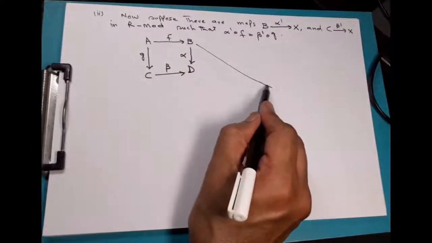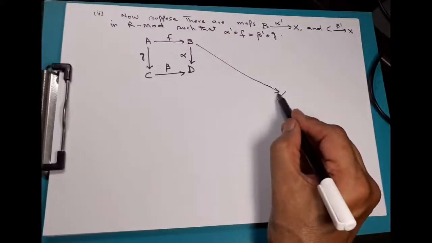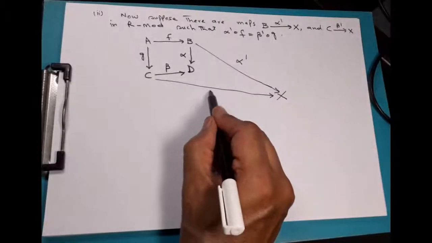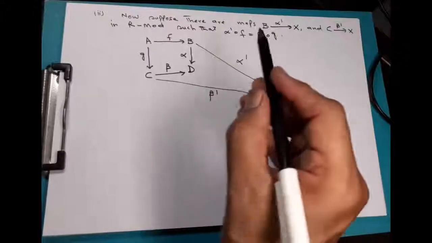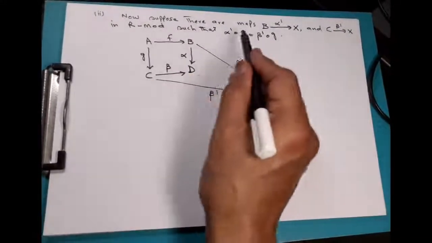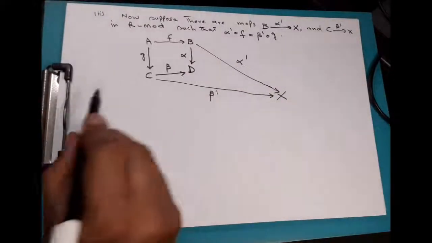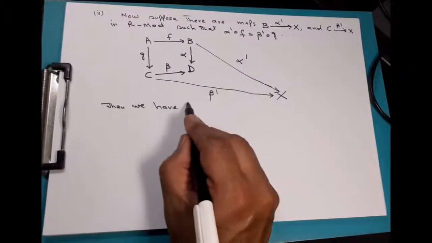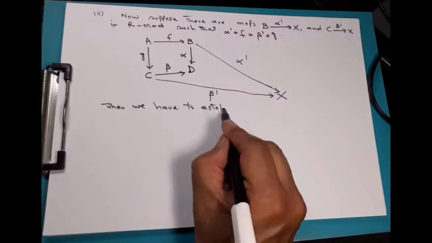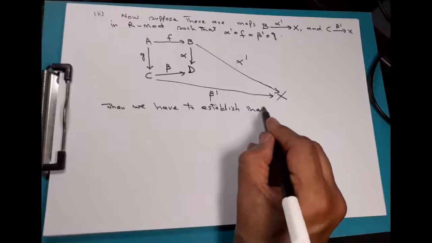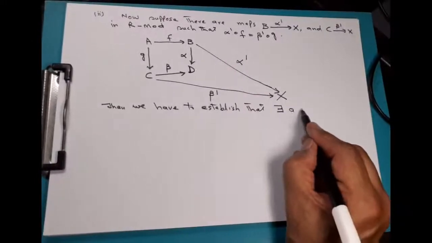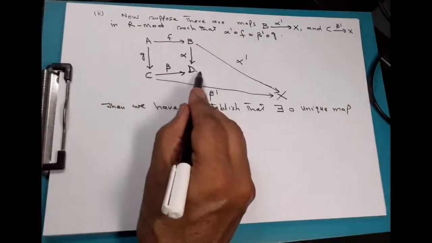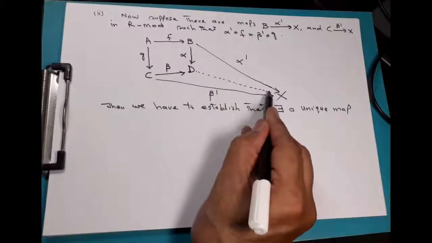Now suppose there are maps from B and from C to this object X. These are maps alpha dash and beta dash such that alpha dash composed with F is equal to beta dash composed with G. Then we have to prove that, we have to establish that there exists a unique map from D to X, we denote it by theta.